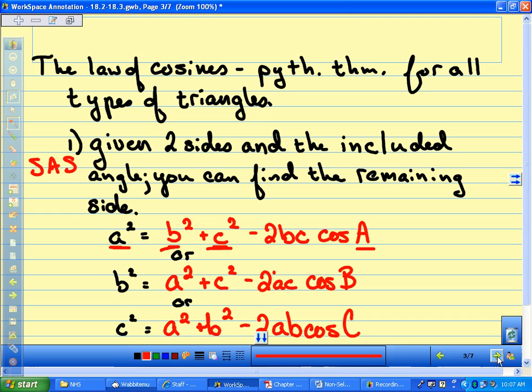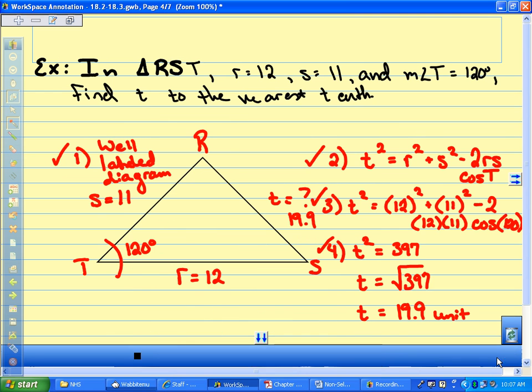Questions with the law of cosines? Either variation of it? Okay, so if we know two sides and the included angle, we can find the third side. If we know all three sides, we can find the angle.